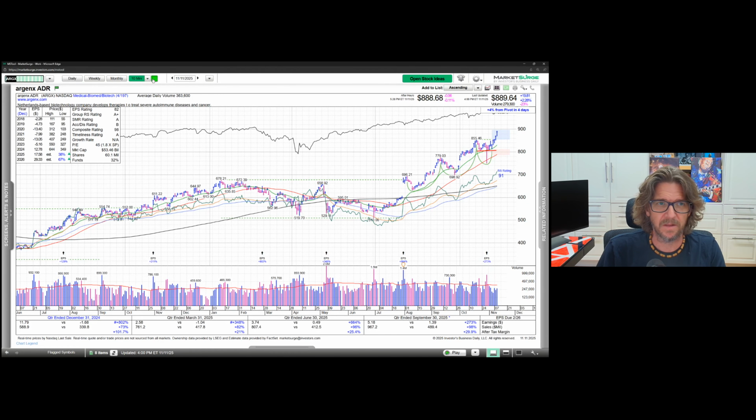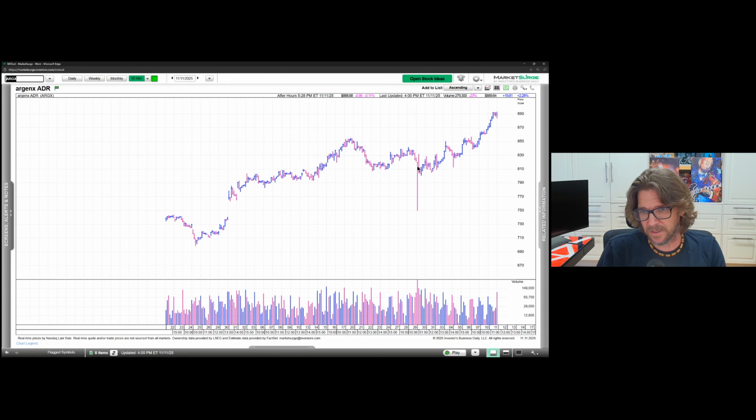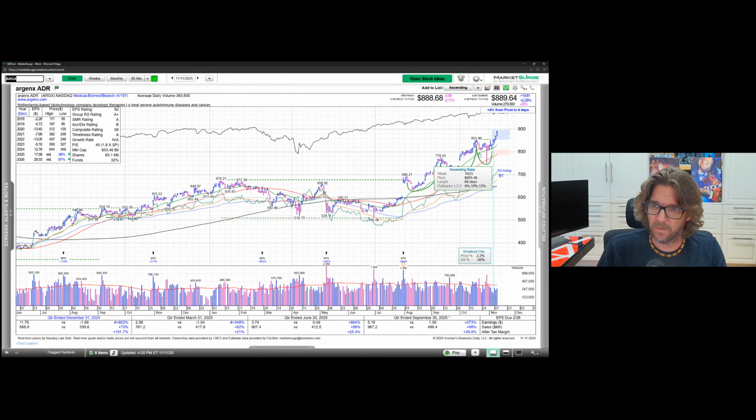Let's see if we can see it on an intraday or 60-minute chart. Yeah. So it was just down there for a little, you didn't know it at the time, but it got support right off of its 50 days. So one pullback, two pullbacks, three pullbacks. So here is your entry point.